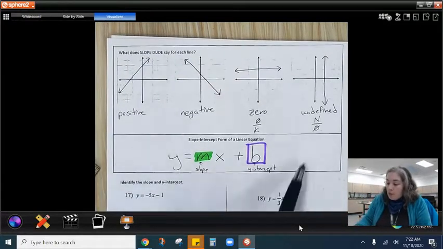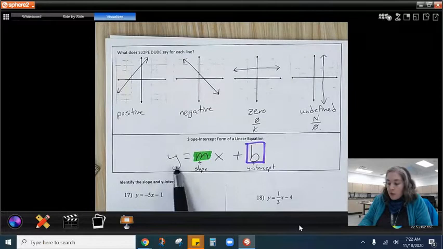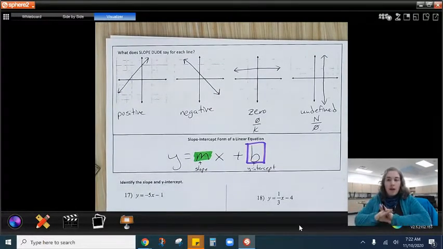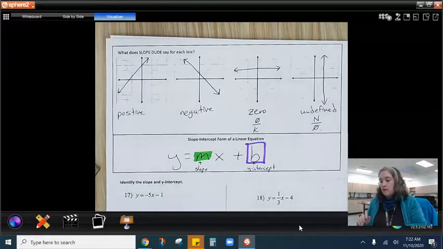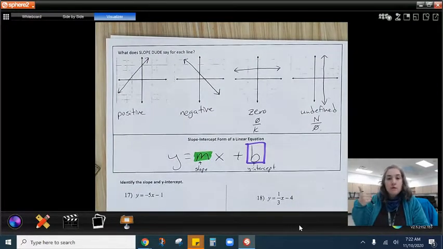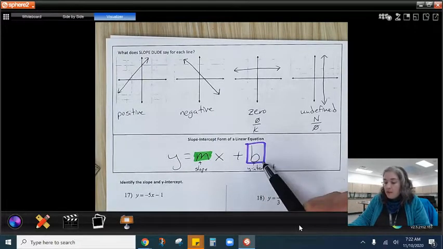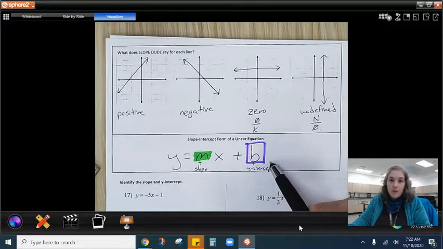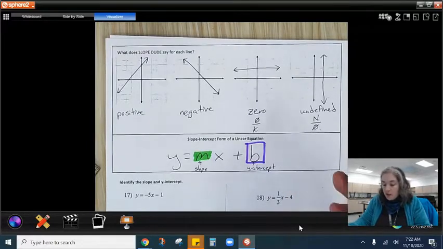So our slope-intercept form is the equation y equals mx plus b, where y and x just stay the same. They're in every slope-intercept form equation ever, right? You've got a y, you've got an x. Our m is our slope. So we looked at calculating that. We know it's the rise over the run, y2 minus y1 over x2 minus x1. And then our y-intercept is whatever's being added to it, okay? Whatever's being added to it.